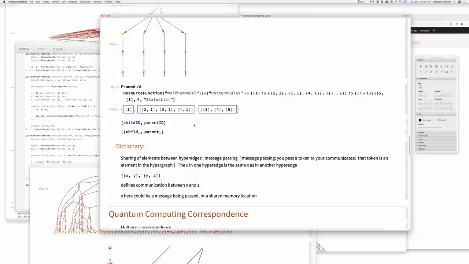Okay. Causal edge density, or causal edge flux density, is proportional to event density.